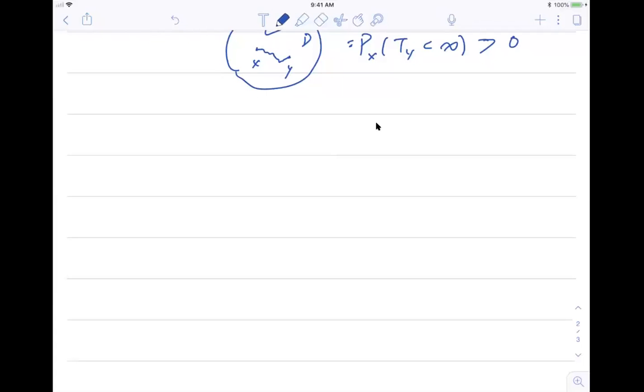So now let's see more examples. Last time I told you to read the M/G/1 model.